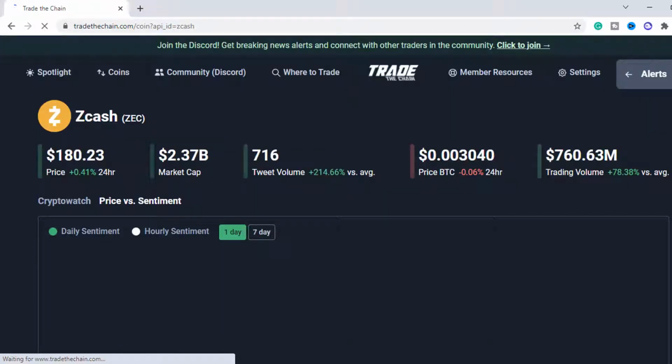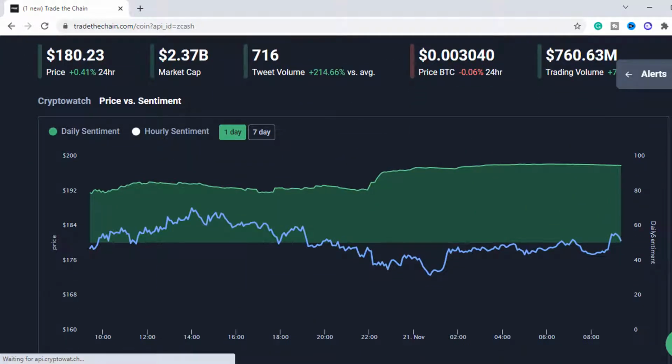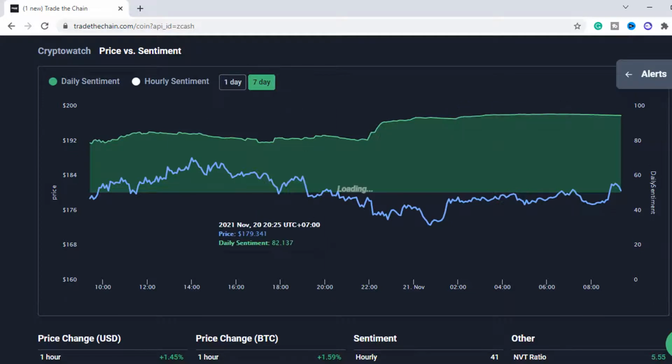Let's check out Zcash because they are very bullish on this coin. I looked up the price action one day later. It gained 20%. So that was a good call from the AI.